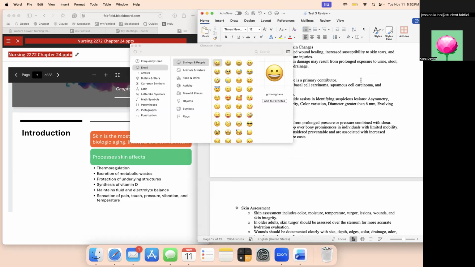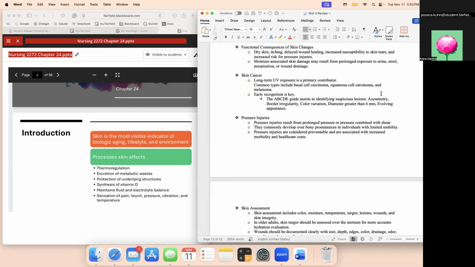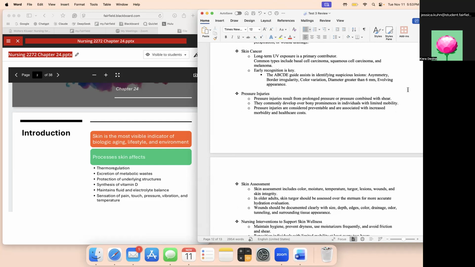Functional consequences of skin changes: dry skin, itching, delayed wound healing, increased susceptibility to skin tears, and increased risk for pressure ulcers. The moisture associated skin damage that can come along with incontinence, like prolonged exposure to stool, urine, or perspiration, is also going to be one of those more specific to the geriatric population, especially those who are bedbound. Skin cancer is linked to long-term UV exposure.